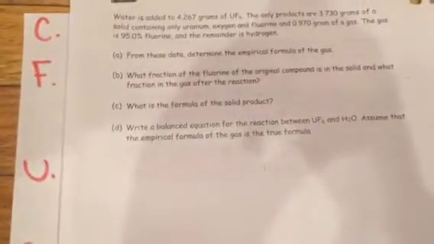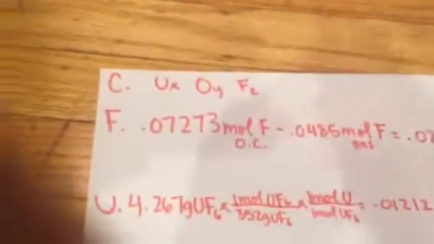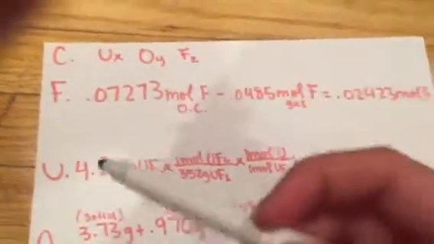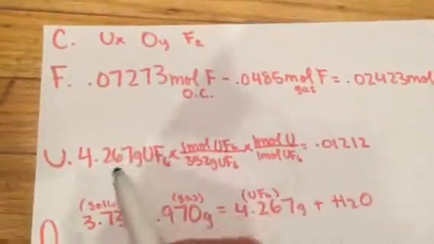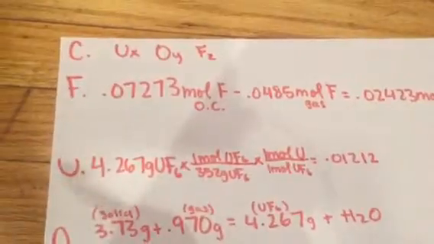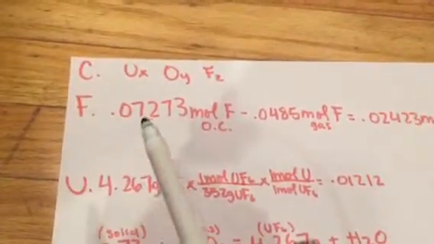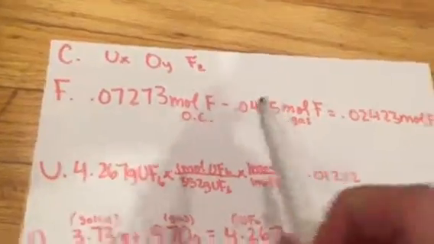Now we're going to move on to part C. So part C is, what is the formula of the solid product? So we know our solid product has uranium, oxygen, and fluorine. So we'll start with fluorine because we have the most information on that. So we'll start out with the moles of fluorine in the original compound, which we just found in part B, which is 0.07273 moles of fluorine in the original compound.